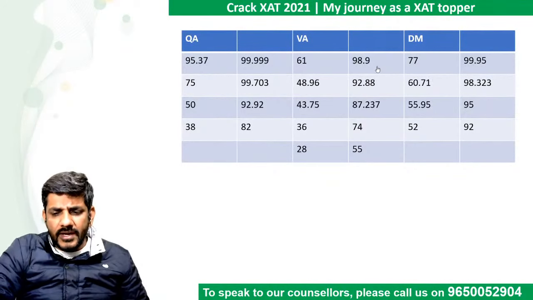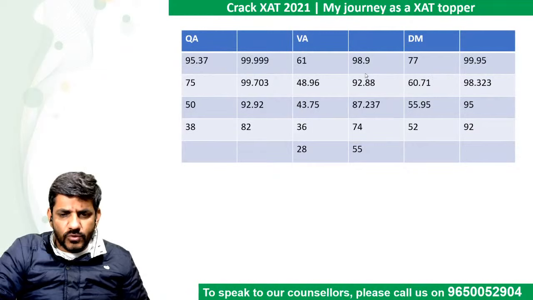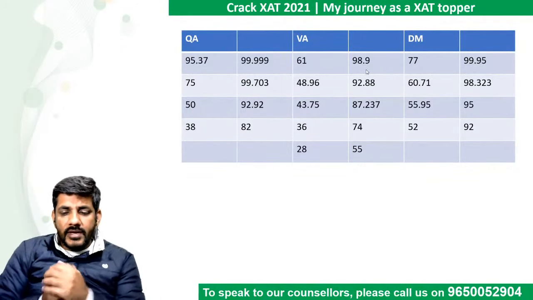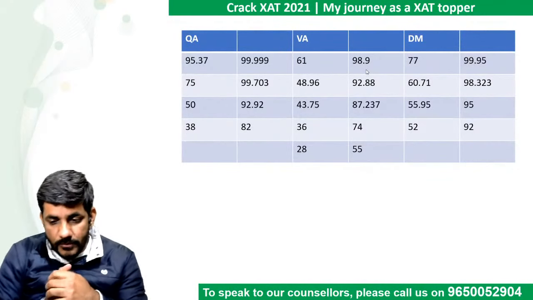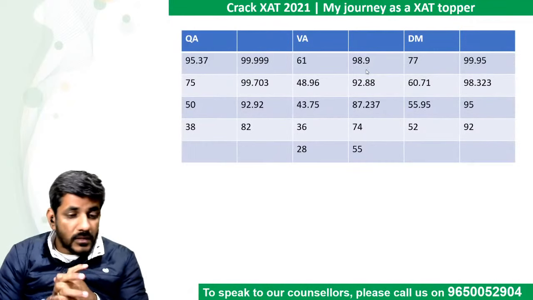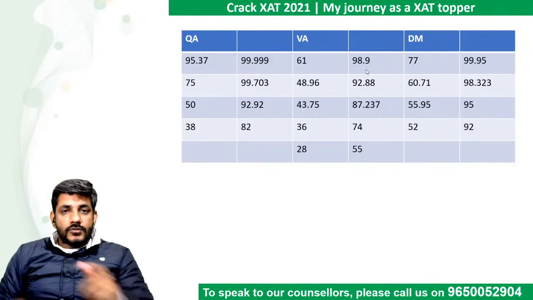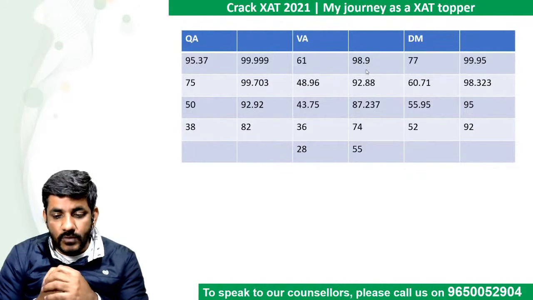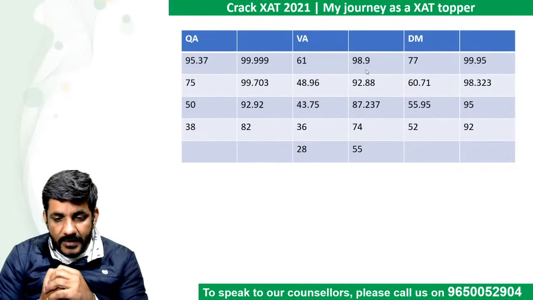Everyone has a strong area. So you just go into your strong area and score there, right? Forget about other things. Now here in this comparison, as I told you, look at QA. I showed you my score of 95.37%, so the percentile was 99.999, right?